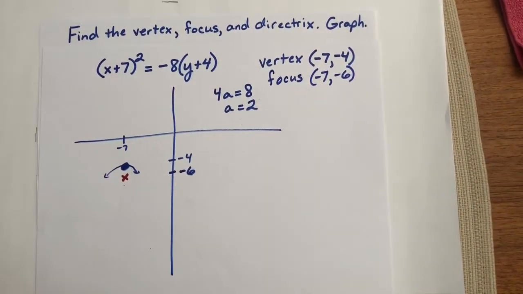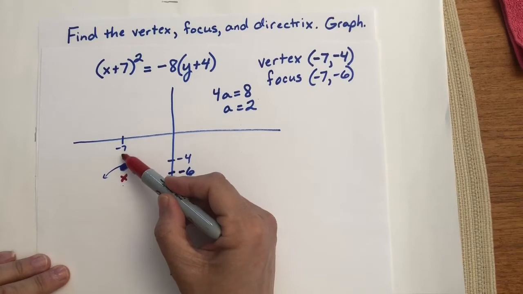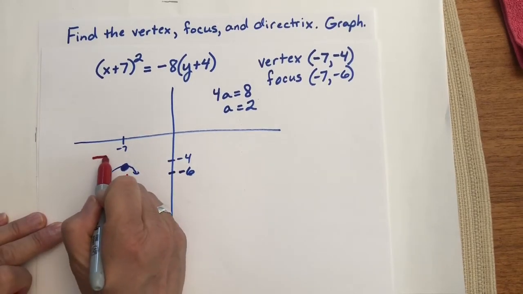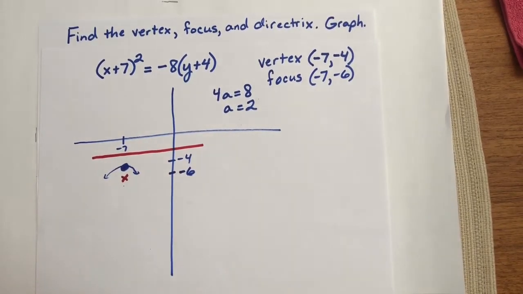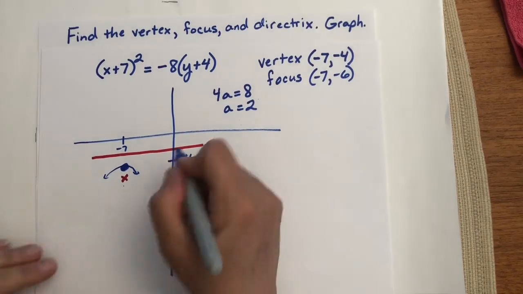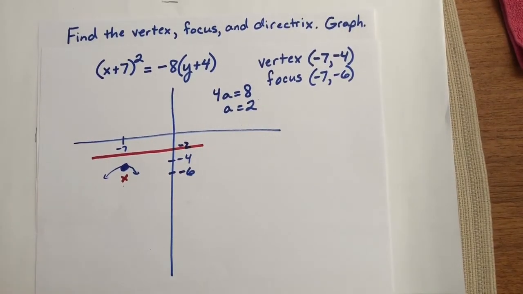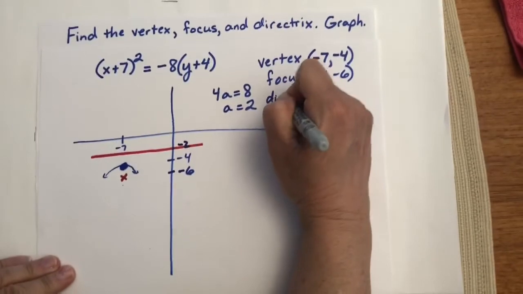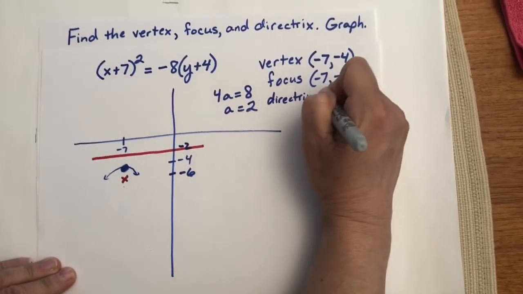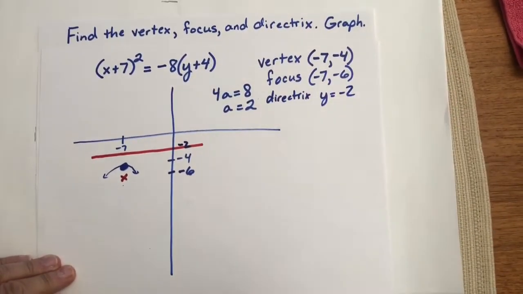And the directrix is on the opposite side, and of course up 2 units. So right here, and if you move up 2 units from -4, you're up here at -2. So we have a line that is at y equals, so let's write it this way. Directrix is at y equals -2.